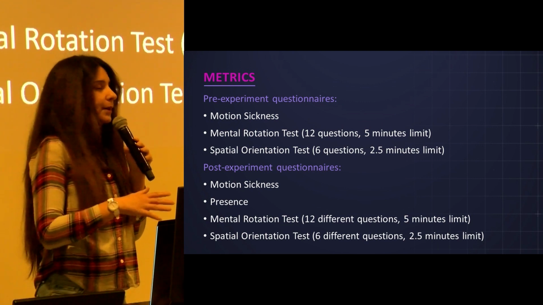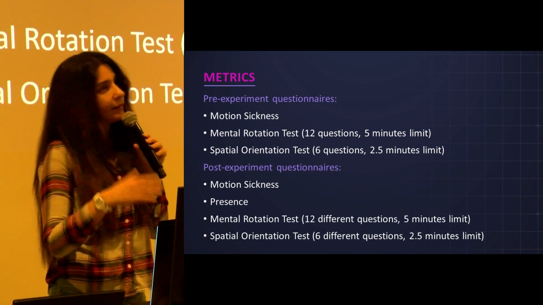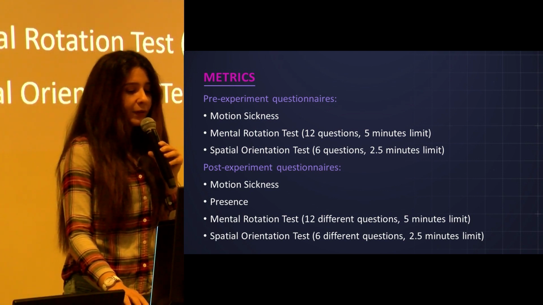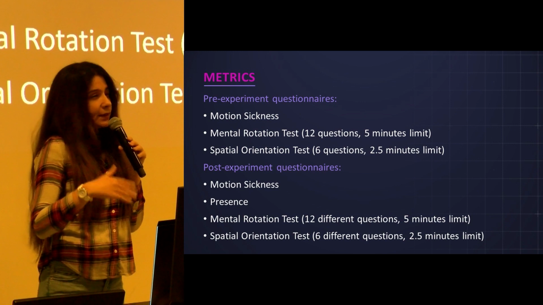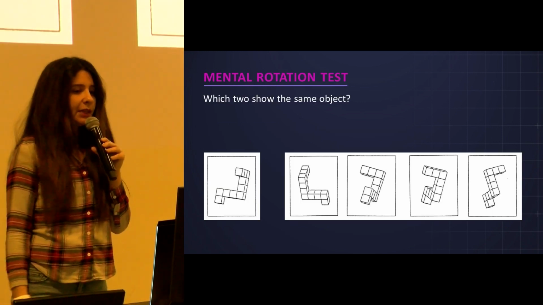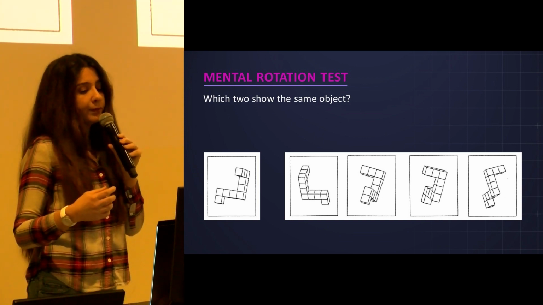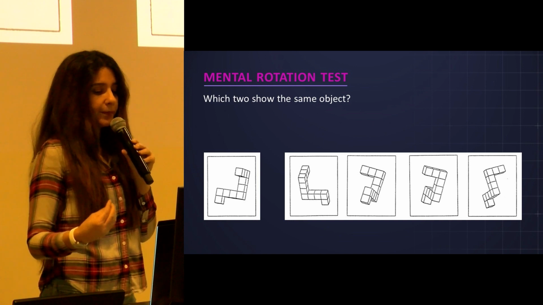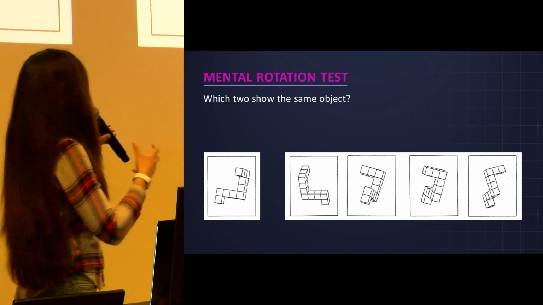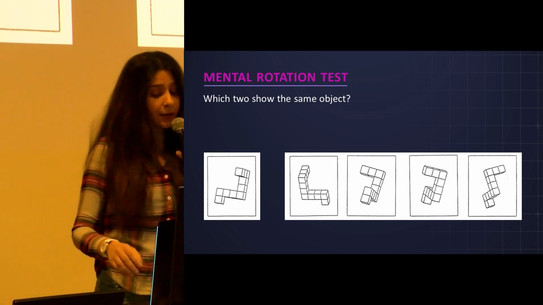We conducted pre-experiment and post-experiment questionnaires to measure their baseline spatial abilities, and then after practicing this task for an hour, we had them take the same test with different questions. So mental rotation test, if you're not familiar, is similar to this. On the left, we see an object, and participants try to find the same object in 2 different orientations. So in this case, it's 1 and 3.